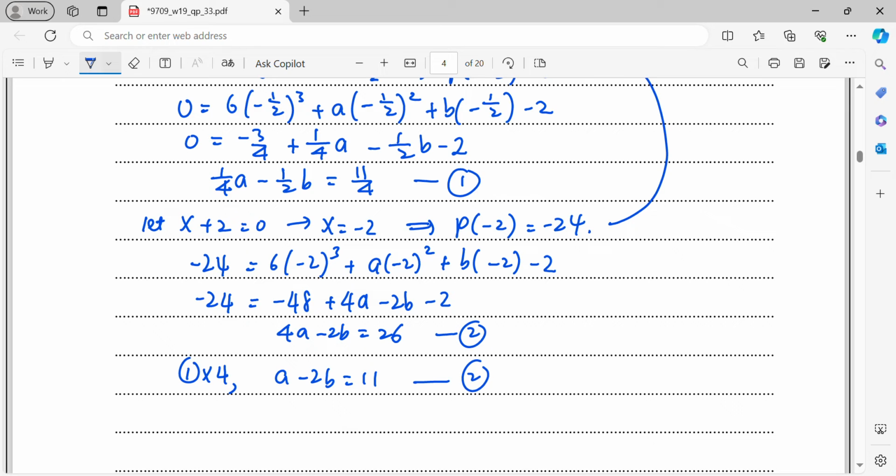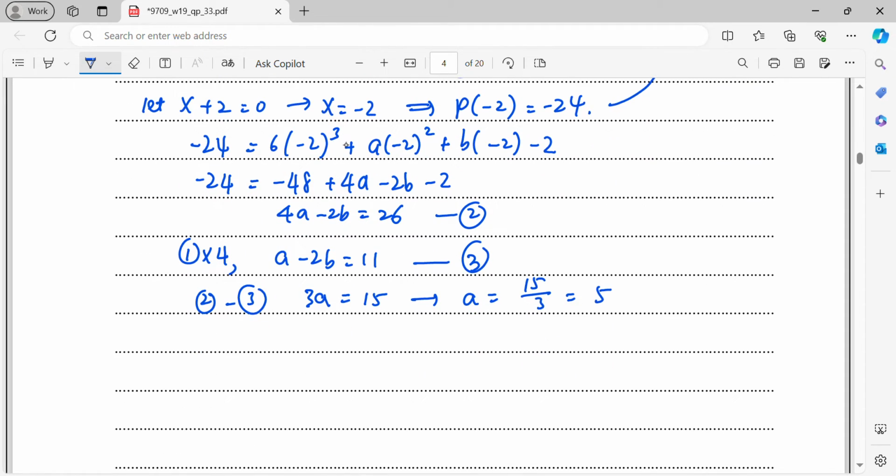Then now you will notice that both equations, I mean equation 2 and 3, are having the same term, which is negative 2b. Then from here, I will say that my second equation minus third equation to get the a. So for the left hand side, 4a minus a is 3a. The 2b will be cancelled off. And then for the right hand side, 26 minus 11 is 15. Hence my a is 15 over 3. That is 5.